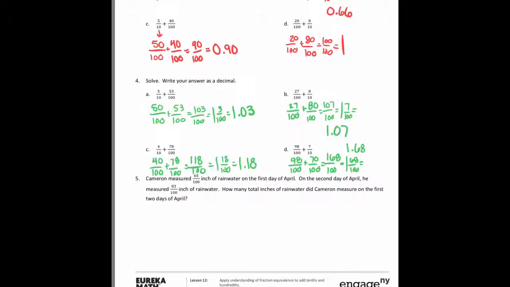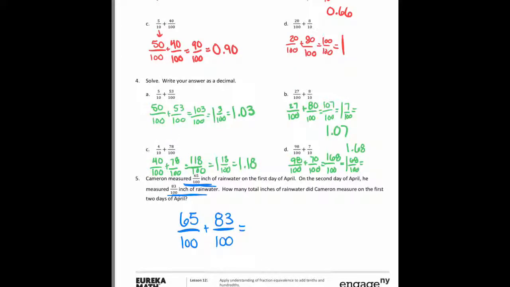Alright, number 5, Cameron measured 65 hundredths inch of rainwater on the first day of April. On the second day of April, he measured 83 hundredths inch of rainwater. How many total inches of rainwater did Cameron measure on the first 2 days of April? So to take these two numbers and add them together, I'm going to say 65 hundredths of an inch plus 83 hundredths of an inch.